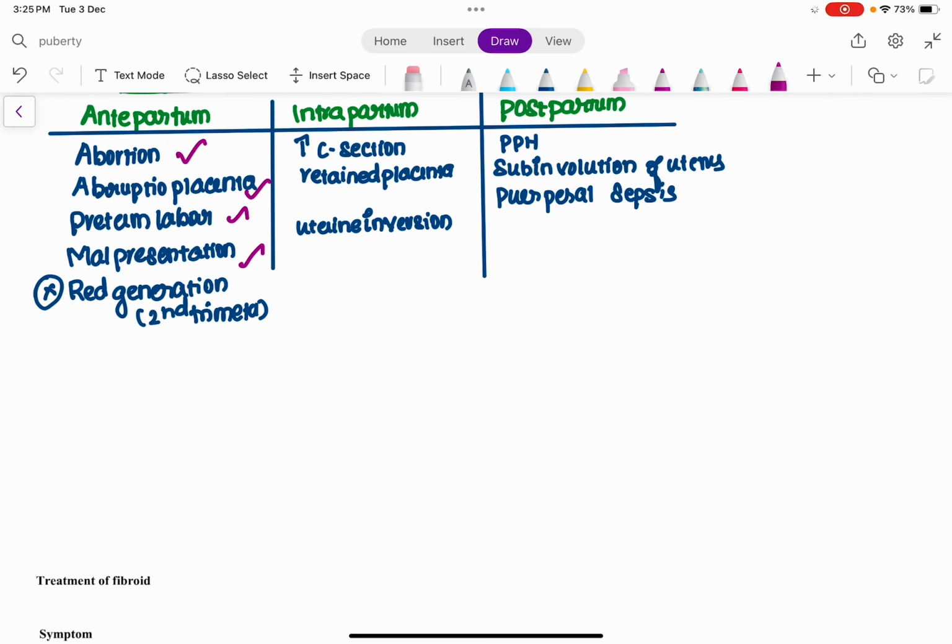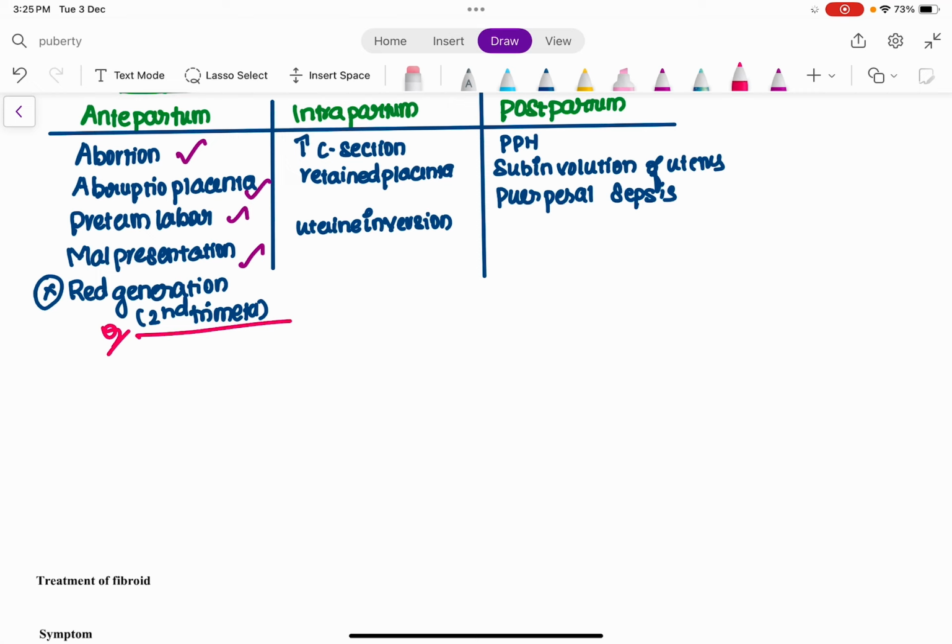And as we all know, in the second trimester, the most common phenomenon, red degeneration of the fibroid, can happen. So red degeneration of the fibroid happens most commonly during the second trimester. Okay, so these are the antepartum complications.